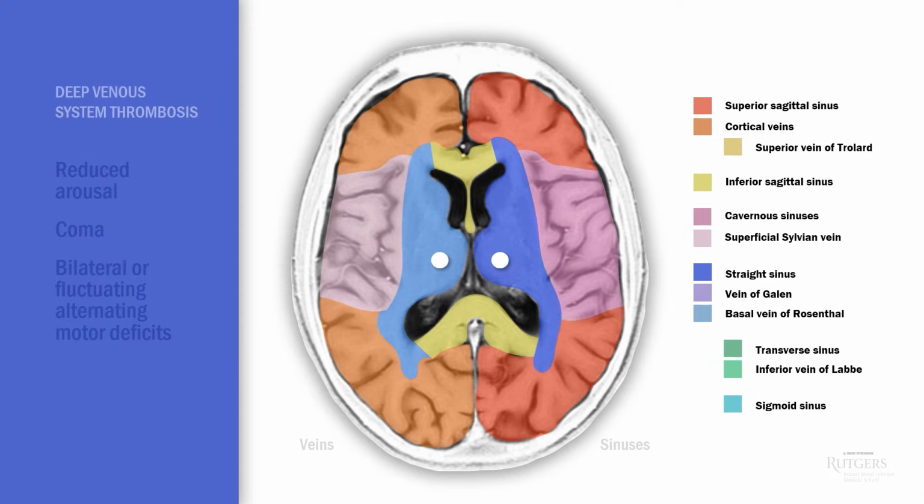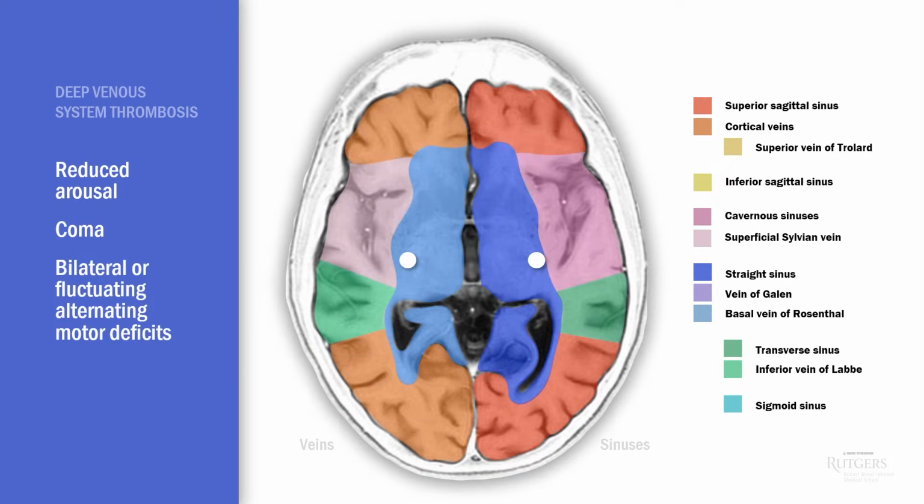And now the deep venous system comes into view, in blue. We're talking about the straight sinus and the deep draining veins, vein of Galen and the basal vein of Rosenthal. Thrombosis of the deep system causes thalamic edema and impairment of the reticular activating system. So it's not so surprising that these patients present with decreased level of arousal.